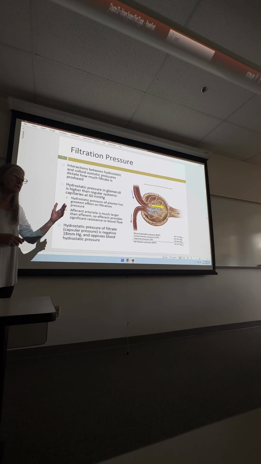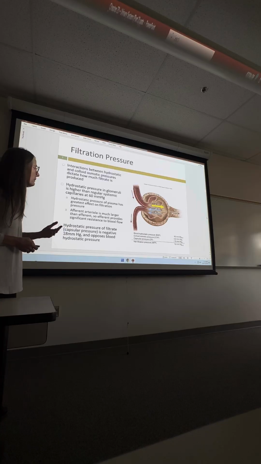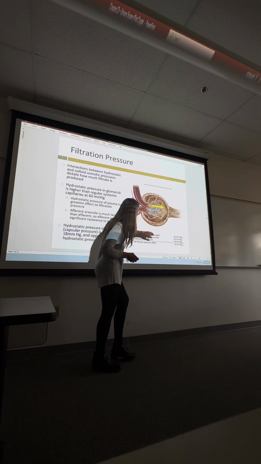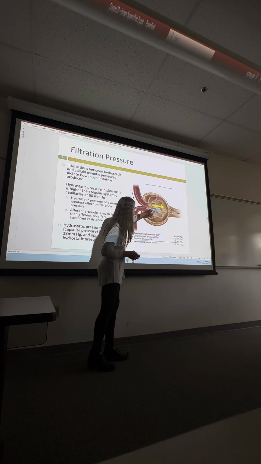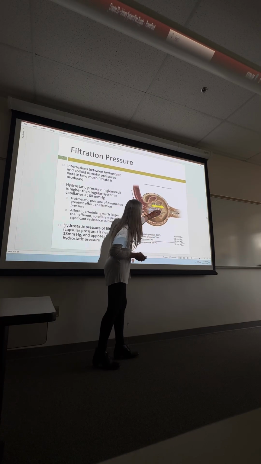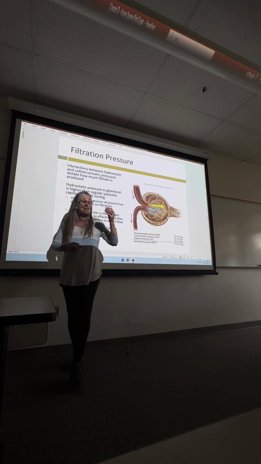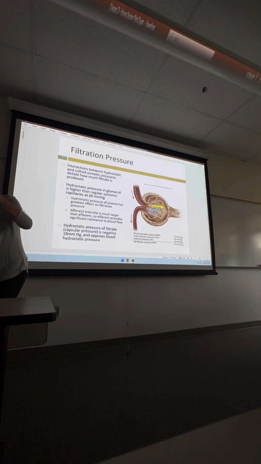It's the greatest force that is pushing the material out of the blood. We have a colloidal osmotic pressure that's opposing it, and that's why they say it's negative. This colloidal osmotic pressure is going to draw water back into the blood in the capillaries, because proteins are osmotically active. So they're going to pull that water back into the glomerulus a little bit.